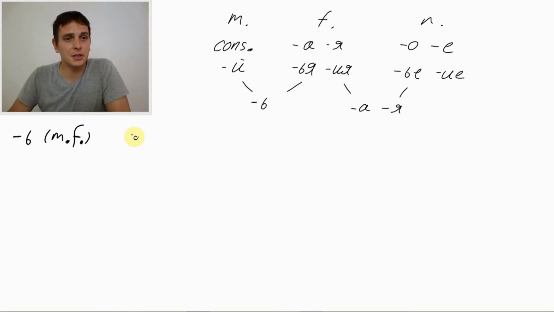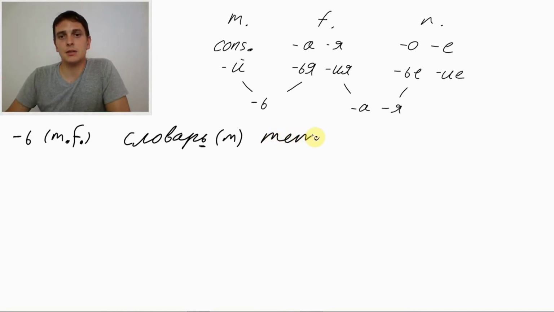Словарь is dictionary. Словарь ends in soft sign, dictionary, and it's masculine. And тетрадь, which is notebook, is feminine. Тетрадь. Тетрадь ends in soft sign and is feminine.